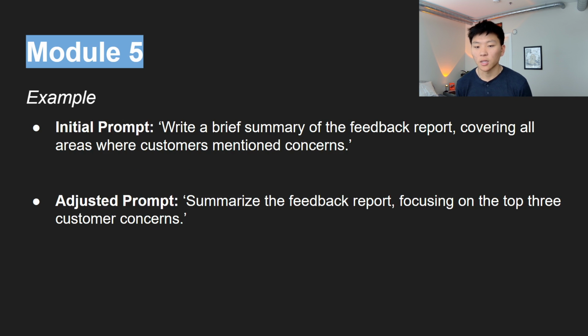Super quick example of iterative refinement. Initial prompt is: write a brief summary of the feedback report covering all areas where customers mentioned concerns. And then you would adjust it to: summarize the feedback report, focusing on the top 3 customer concerns. As you can see in this example, the initial prompt was vague, so we refined it by saying top 3 customer concerns to make it more focused. And then through iterative refinement, we also guided the AI to produce responses that better match our expectations.